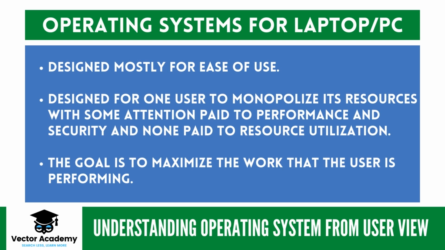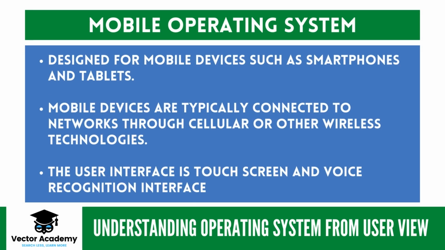Operating systems for laptop, PC. Operating systems may be designed mostly for ease of use where users sit with a laptop or in front of a PC consisting of a monitor, keyboard, and mouse. Such a system is designed for one user to monopolize its resources with some attention paid to performance and security and none paid to resource utilization. The goal is to maximize the work that the user is performing.